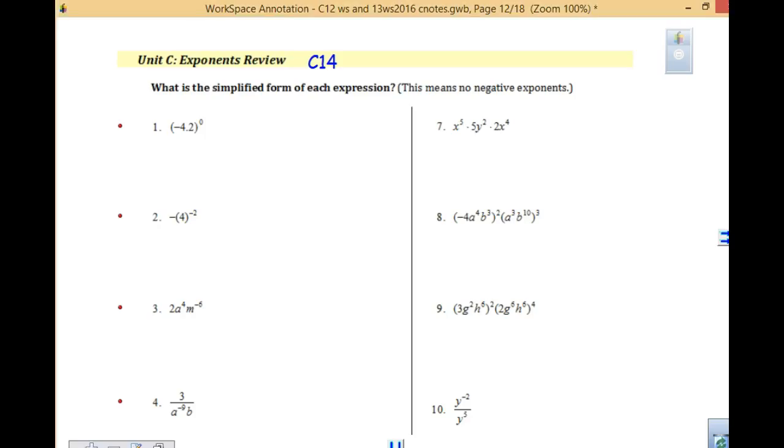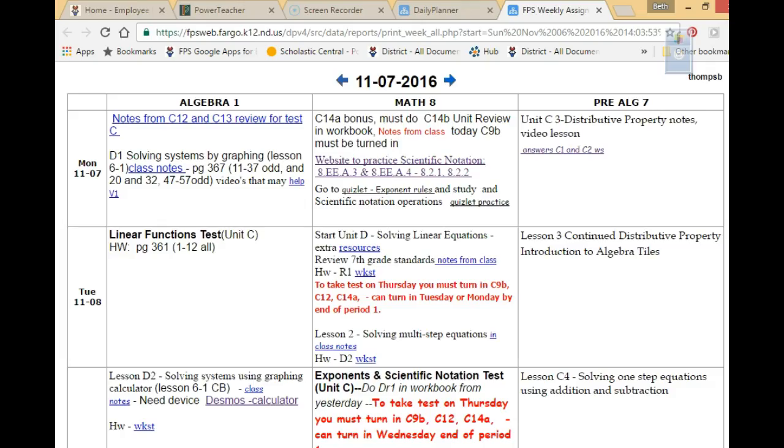And then today in class, you are working on C14 and it's 14B. And I had someone say, well, what about 14A? If I am looking at this, 14A is actually going to be bonus, so you could do 14A. You must do 14B, and then I need all the 9B and 12 turned in also. Today, before you leave, 9B must be turned in.